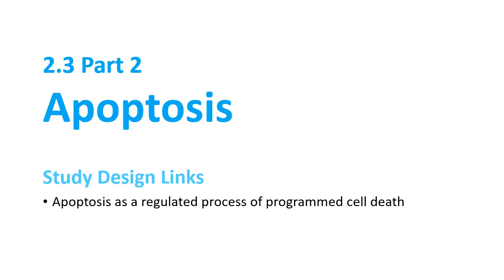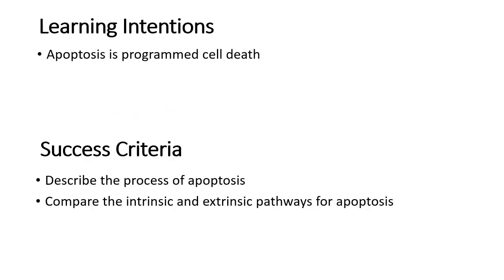All right, we finished learning about the cell cycle. The last section in here is called apoptosis, which essentially is cells programming their own cell death. So that's the key learning intention. And after this section, you should be able to describe the whole process of apoptosis step by step and compare at a basic level the two different ways that apoptosis can happen, which we call the intrinsic and the extrinsic pathways.